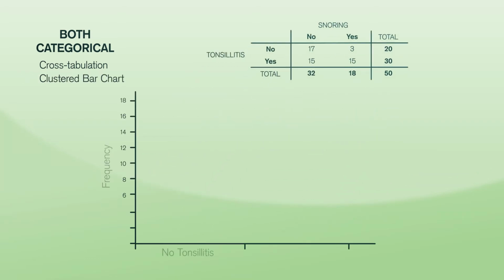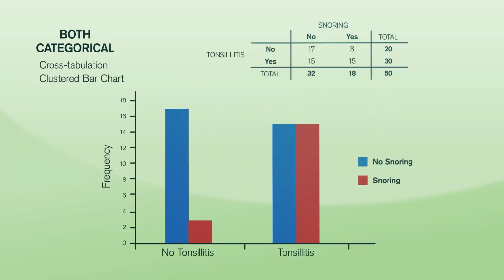Clustered bar charts help to visually assess if the response to tonsillitis, yes or no, is associated with snoring or not. Of all those who responded as not having suffered tonsillitis, almost all also indicated they don't snore. Of all those who responded as having suffered tonsillitis, did almost all indicate they don't snore too? No. The responses are equally shared between snoring and not snoring.